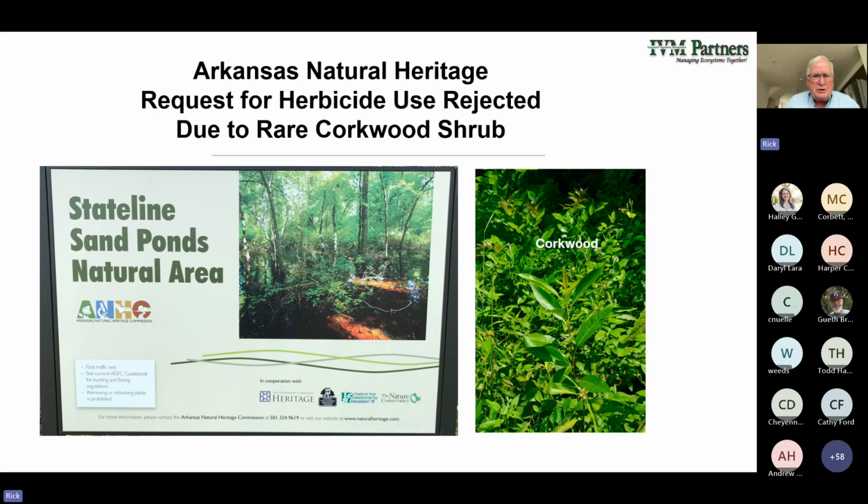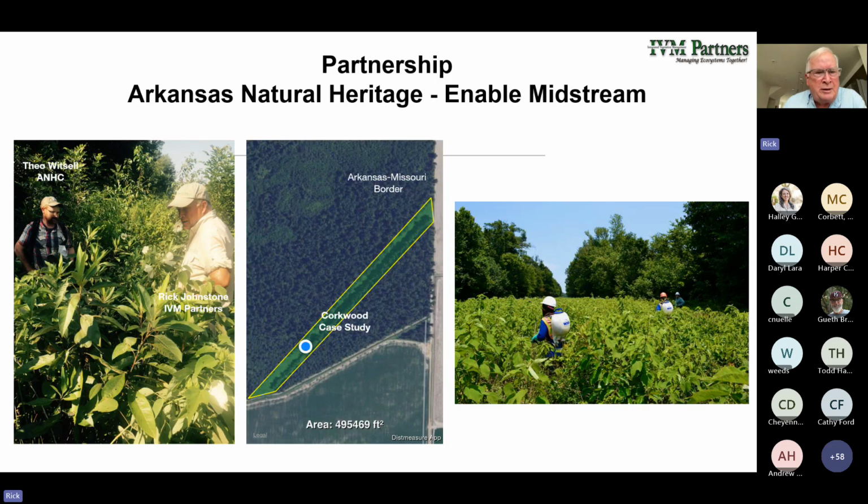When you deal with other agencies like heritage programs, I showed what happened with Maryland, but that was a long time ago. And they needed the education. In Arkansas, Enable Midstream proposed herbicide treatment in a wetland where they had a rare corkwood shrub, and Heritage said no. Well, I gave a presentation in Little Rock, and the head of Heritage was there, Theo Witzel, and he said, well, let's go out there together. So we looked at it, and the utility wanted to spray, and I said, no, it's too tall. You're going to get collateral damage.